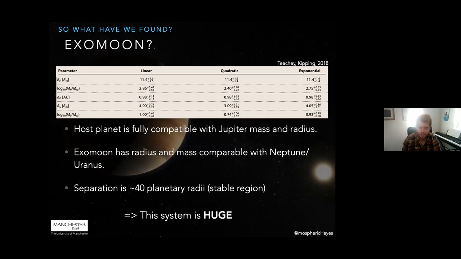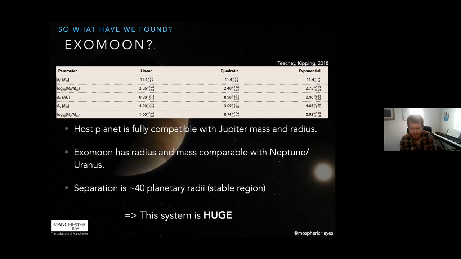Arguably, it is no moon. That's a planet size, but because of what we said earlier, it doesn't go around a star, so it can't be a planet. Must be a moon. So their separation is about 40 planetary radii, which is stable. Which is nice. So the bottom line is, this is massive as a system.